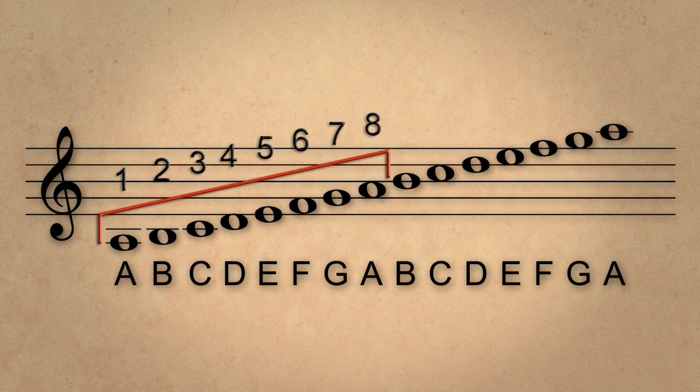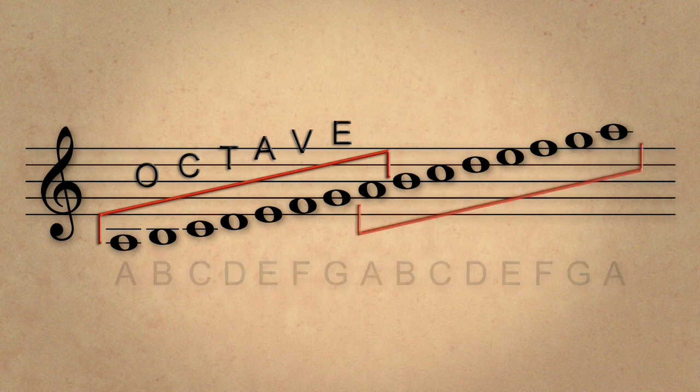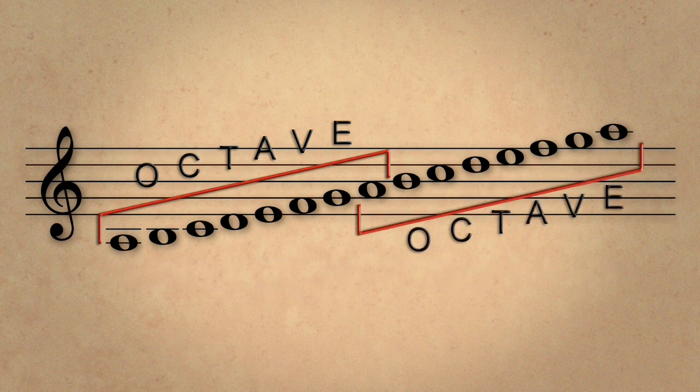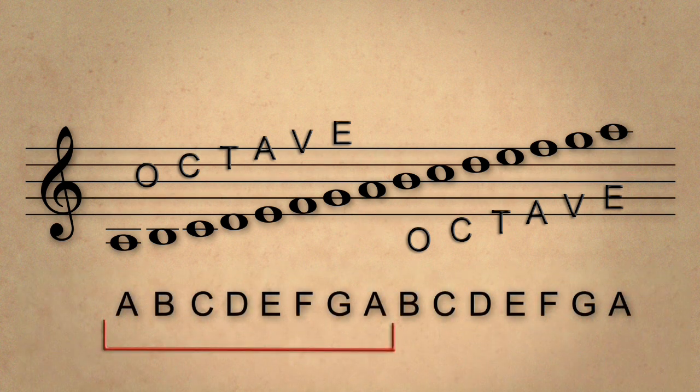The distance from one A to the next is called an octave, which comes from the Latin octava, meaning 8 part. We can now read 2 octaves of music on the treble clef. The low A to the middle A is 1 octave. The middle A to the A above the staff is the 2nd octave.